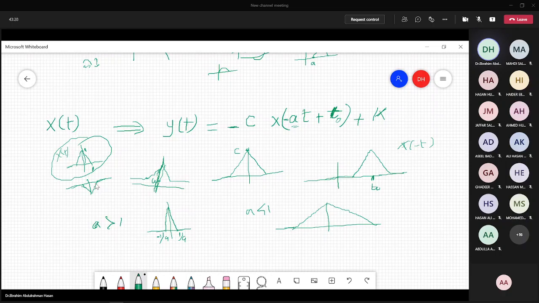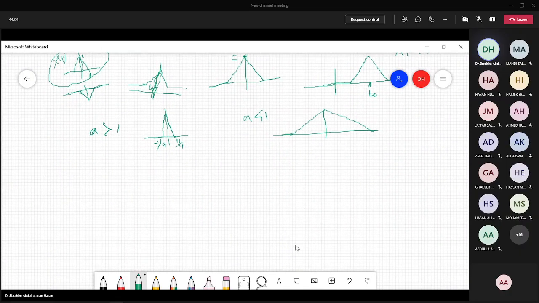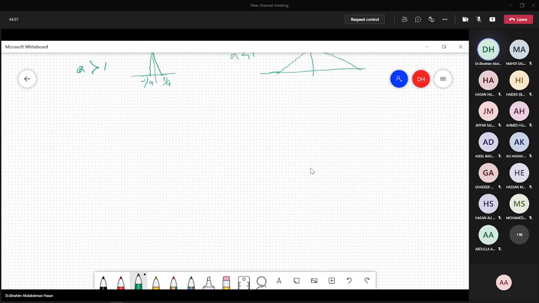This one, we just scale the signal by C. It either becomes bigger or smaller, depending on the value of C. This one is going to flip it. Whatever we have on the right, we put it on the left. Whatever we have on the left, we put it on the right. A is going to expand or shrink. T naught is going to shift right or left. If it is positive, left; negative, to the right. K is going to shift this signal up and down, depending on the value of K. Maybe it will be clearer with an example.